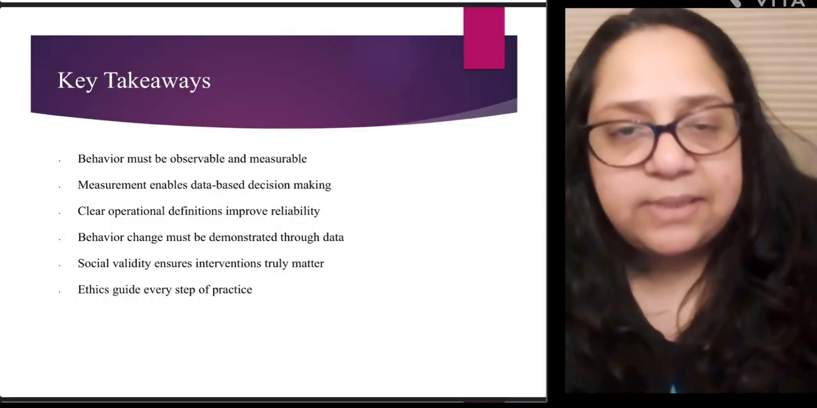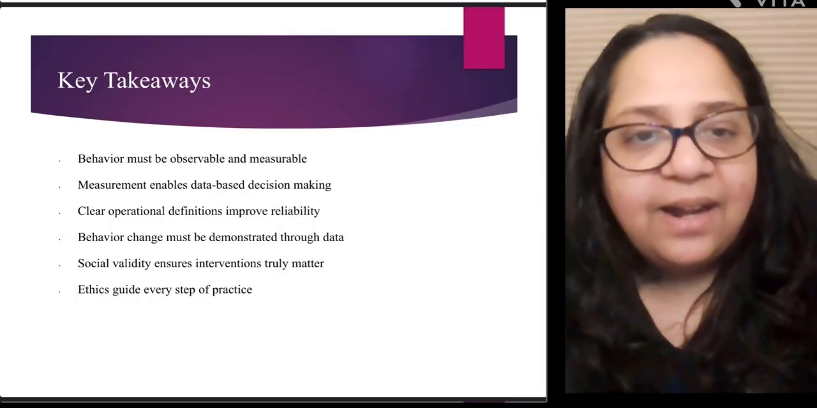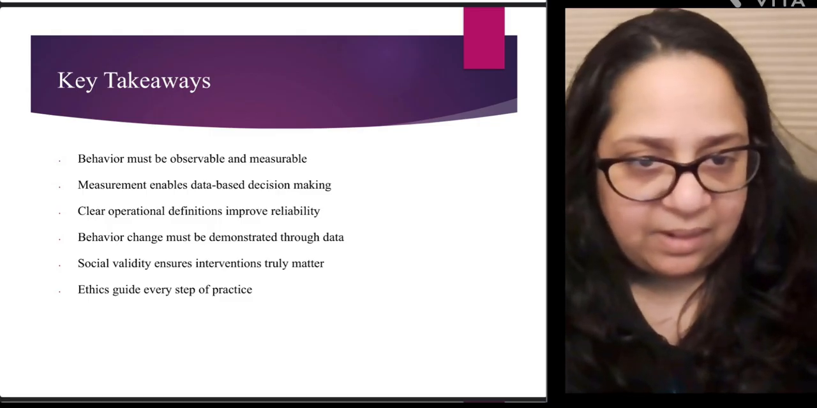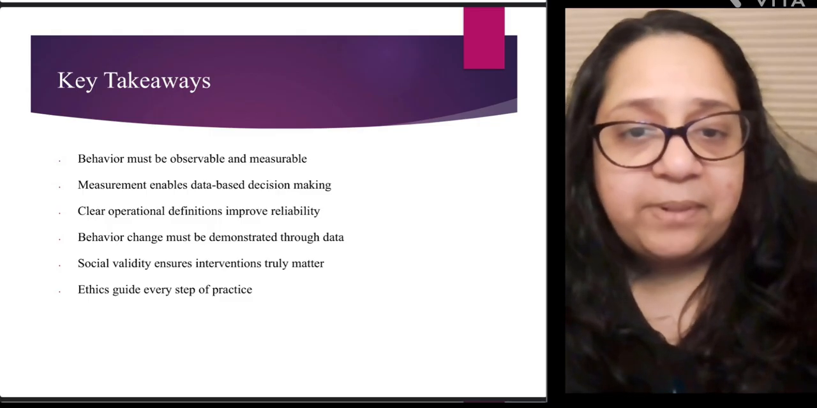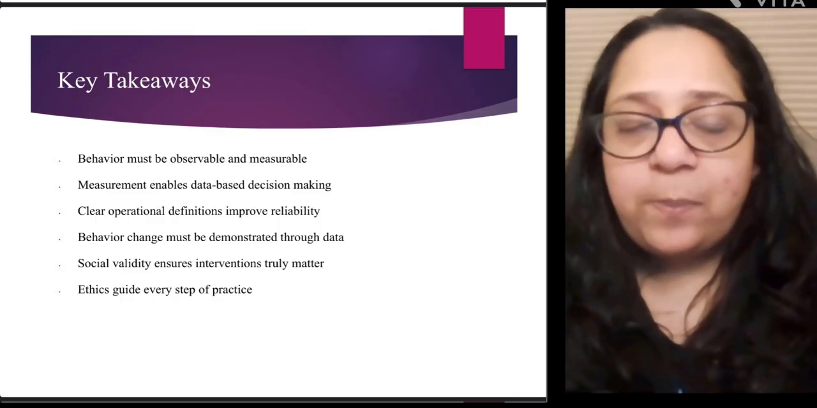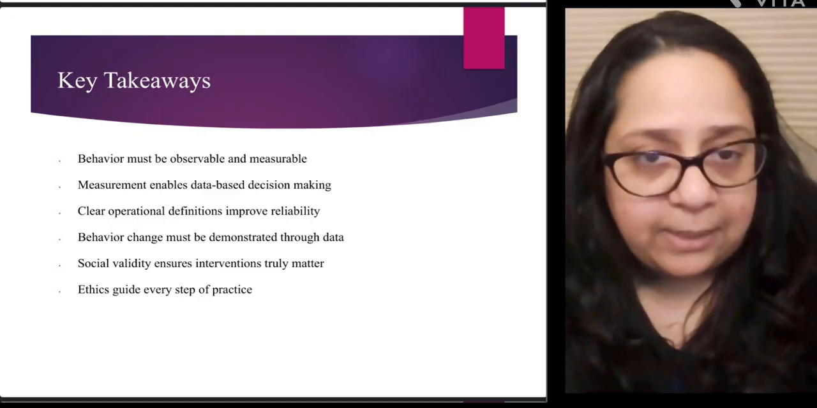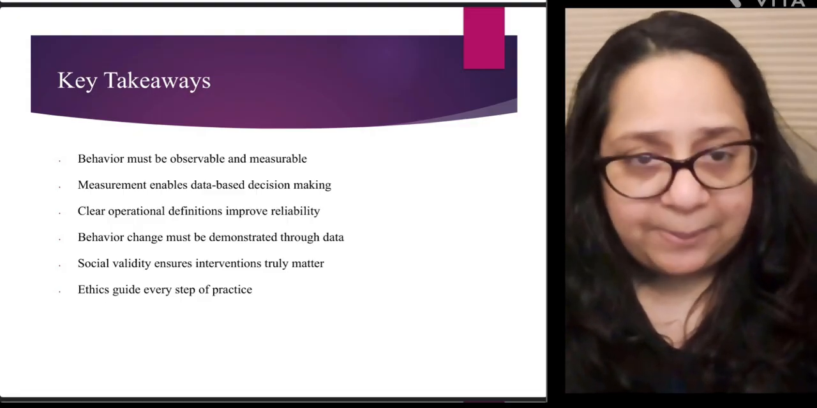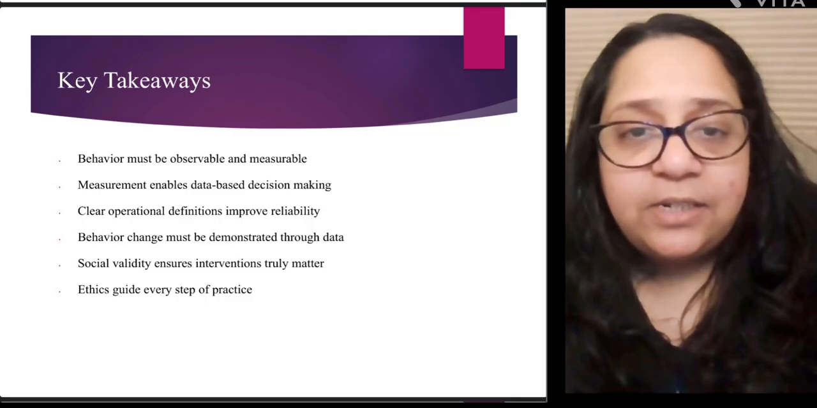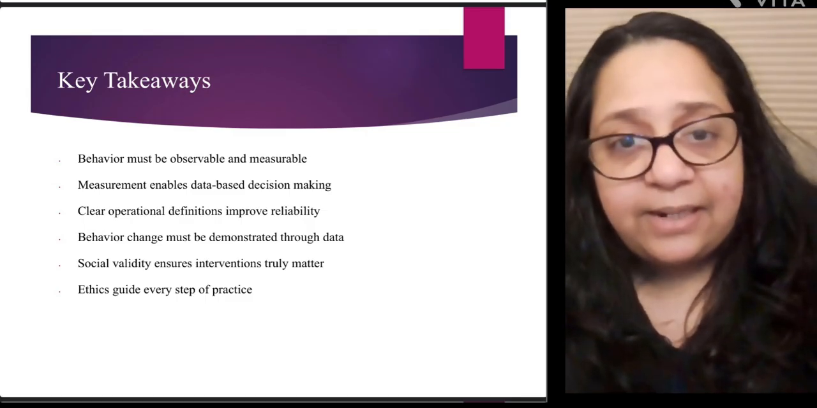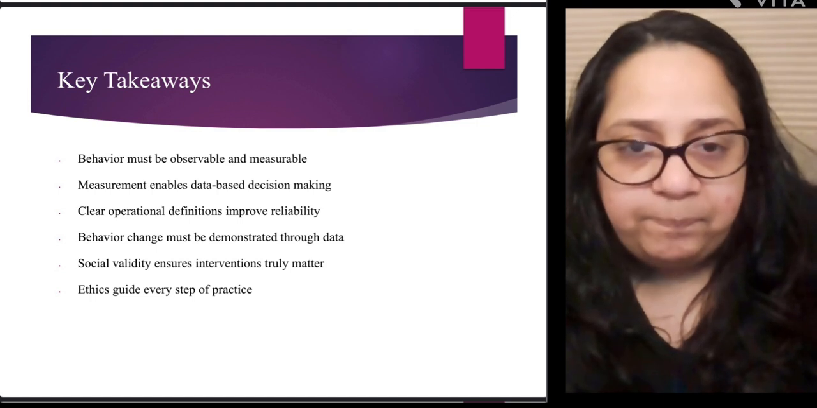So, to summarize this training, behavior must be observable and measurable. Measurement enables data based decision making. Clear operational definitions improve reliability. Behavior change must be demonstrated through data. Social validity ensures interventions truly matter. Ethics guide every step of this.